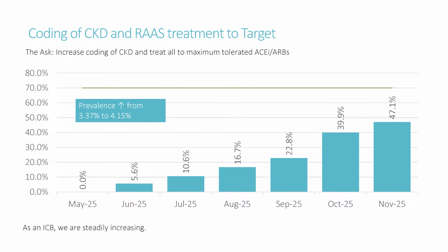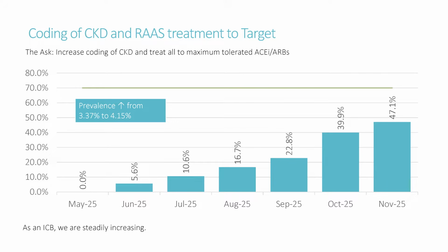When we look at the next group, the coding and the treatment to target group, there is a slower increase across the Leeds average. We're not quite hitting that 70%, but there is time to achieve that. We've got till the end of the financial year. We really want to see that shift and that move towards that 70% target.